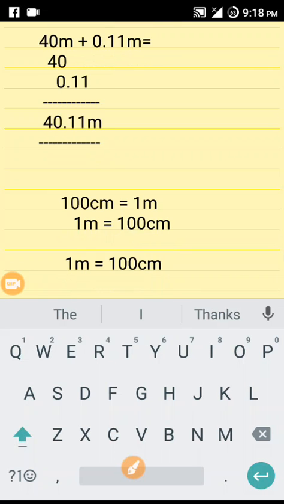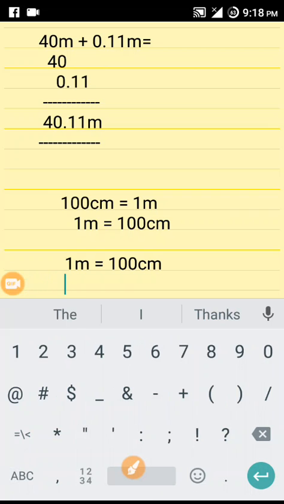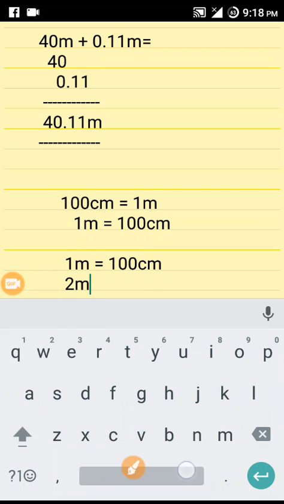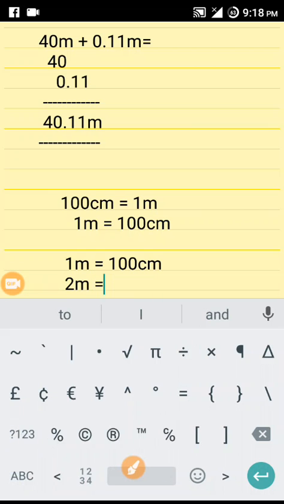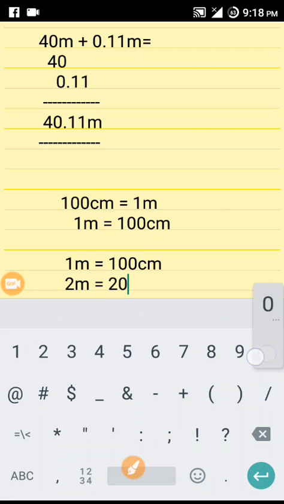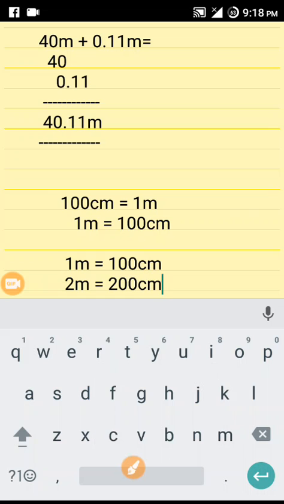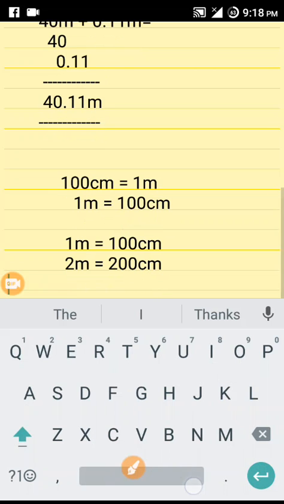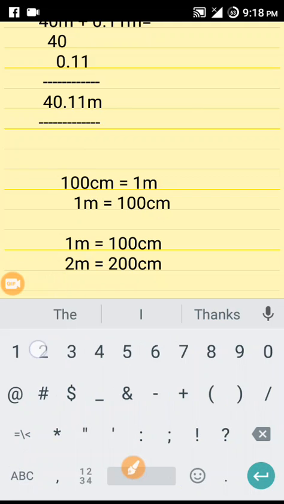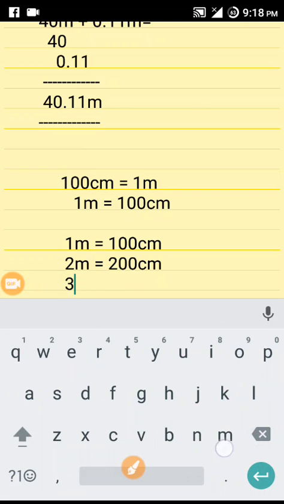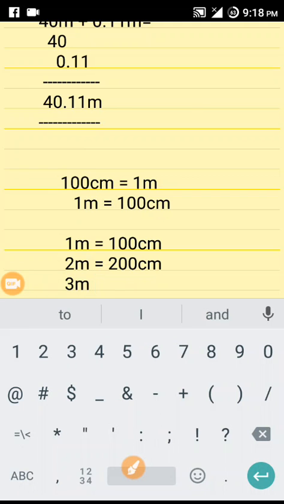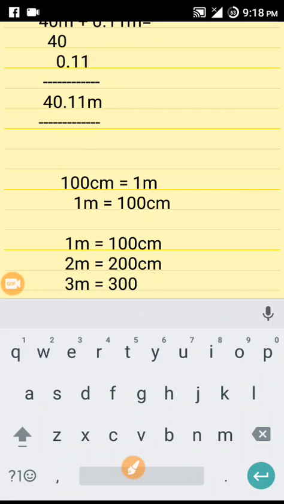So based on that, we can create a pattern. What about if we are supposed to make 2 steps, that is 2 meters? It means that you're going to make 200 centimeters. What about if it is 3 meters? It means you're going to make about 300 centimeters.